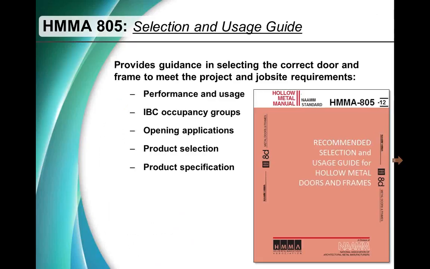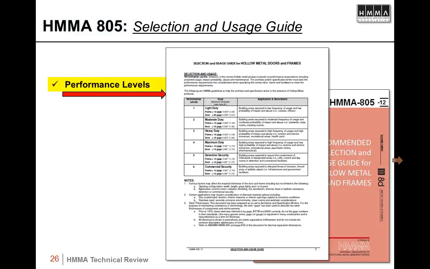805 is a relatively new document. It deals with the selection and usage of hollow metal. It does get into a lot of the occupancy of the building based on IBC occupancy levels. It tries to be a guide for the proper selection of hollow metal itself.